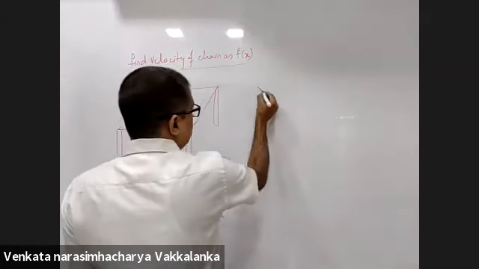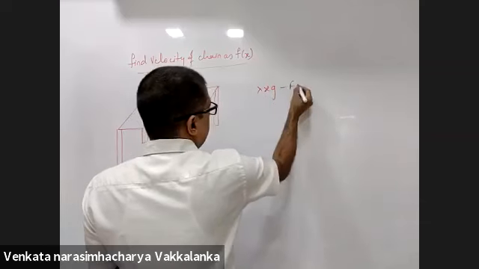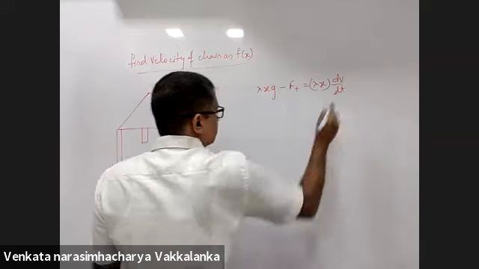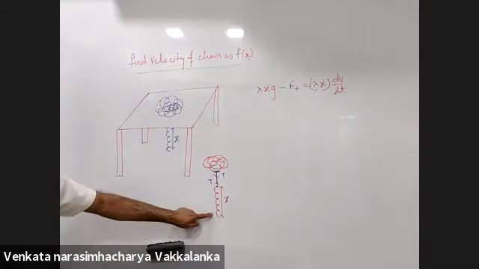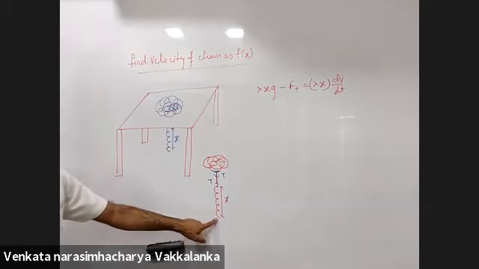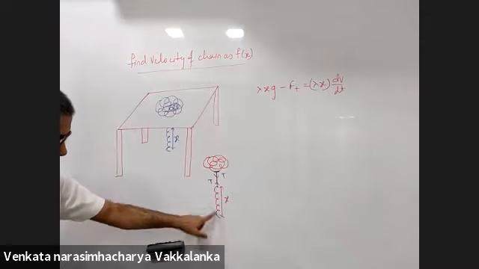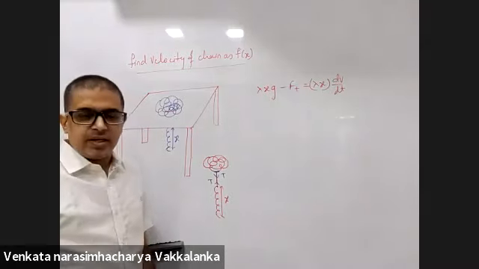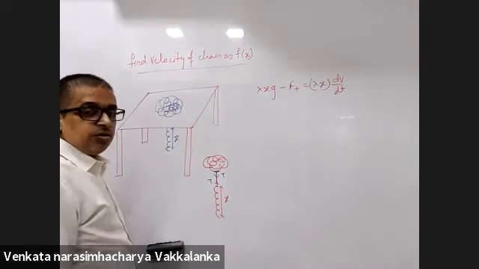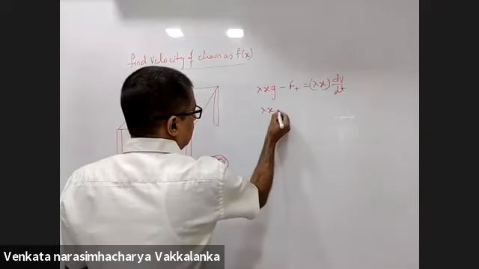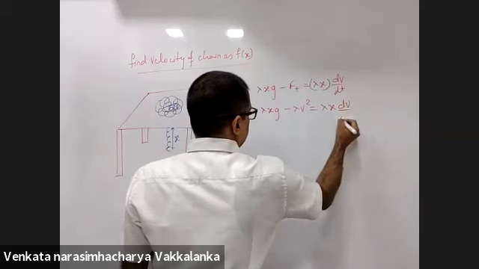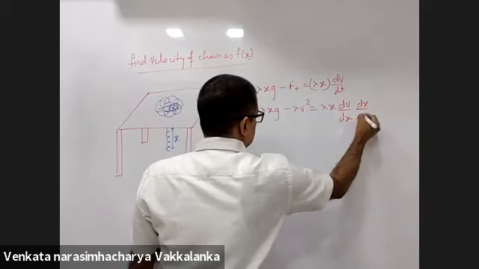So what is your dynamic equation? Lambda x into g minus thrust force is lambda x into dv by dt. I am writing the dynamic equation for the hanging part of the chain. Lambda x into g minus thrust force is mass into acceleration. Lambda x into g minus lambda v square is lambda x into dv by dx into dx by dt.